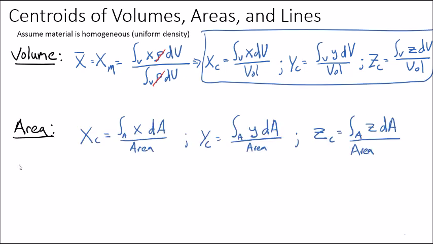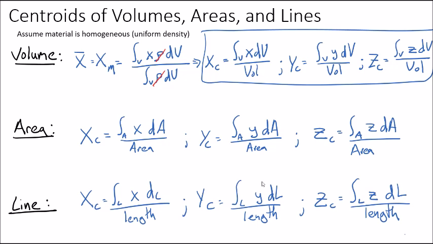Using the same method for our area, if this is a planar problem, we have that the centroid is just the integral over the area of x dA divided by the area, y is equal to the integral over the area of y dA divided by the area, and zc is equal to the integral over the area of z dA divided by the area.